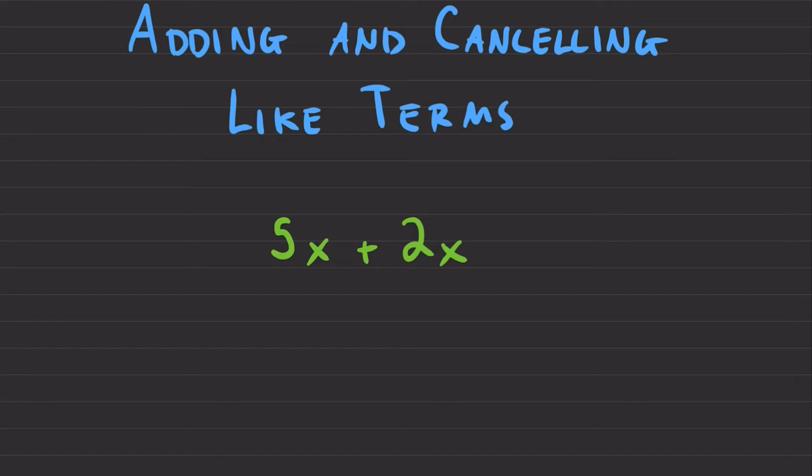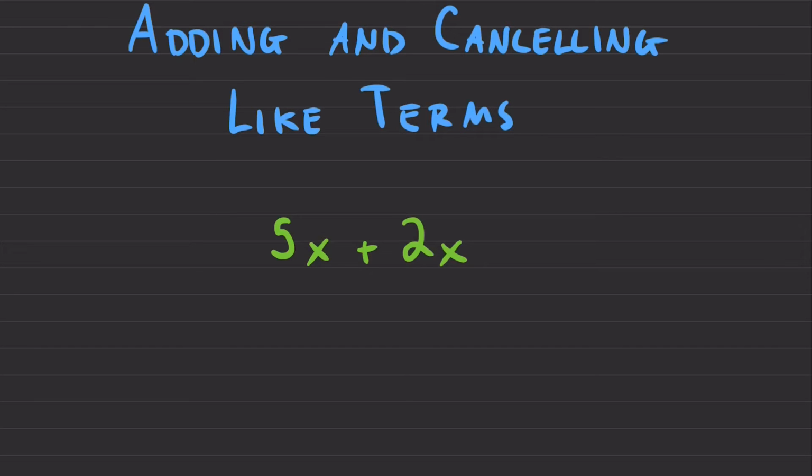In this video, we're going to talk about adding and canceling like terms. We call them like terms if they look alike, kind of like if they're on the same team. Let's call this team Team X. These have the same variable, so they're like terms. That means that we can add them together.